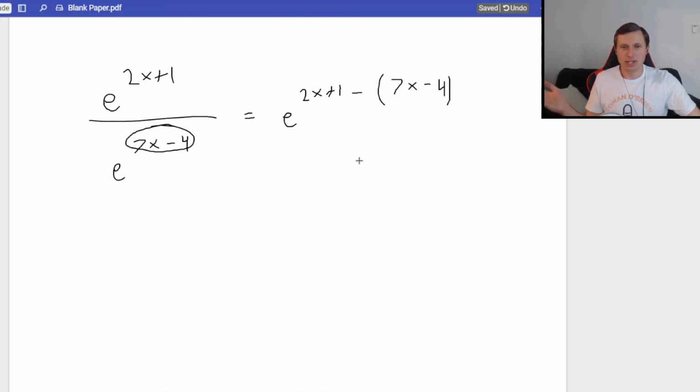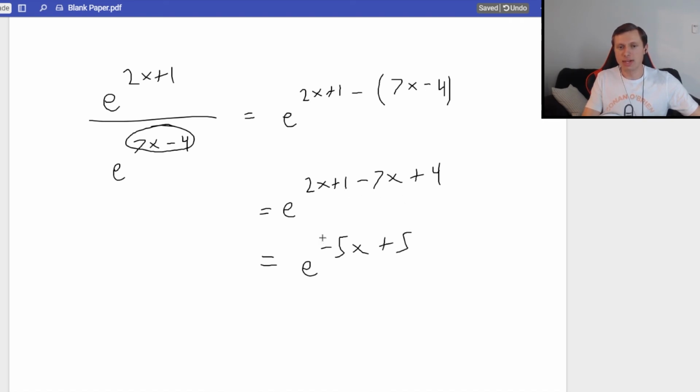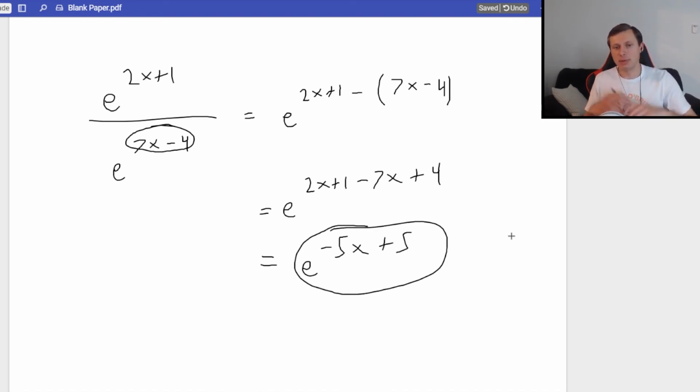A lot of you try to be heroes and solve this in one step. I wouldn't, because I like getting the right answer, so I would do this in 2 steps. I write it as e to the 2x plus 1, distribute the negative sign to both terms, so minus 7x, and then minus a negative becomes plus 4. And now I can combine like terms. E to the 2x minus 7x is negative 5x, plus 1 plus 4 gives us plus 5. There is the final answer to my question for this problem. Any questions on that one?